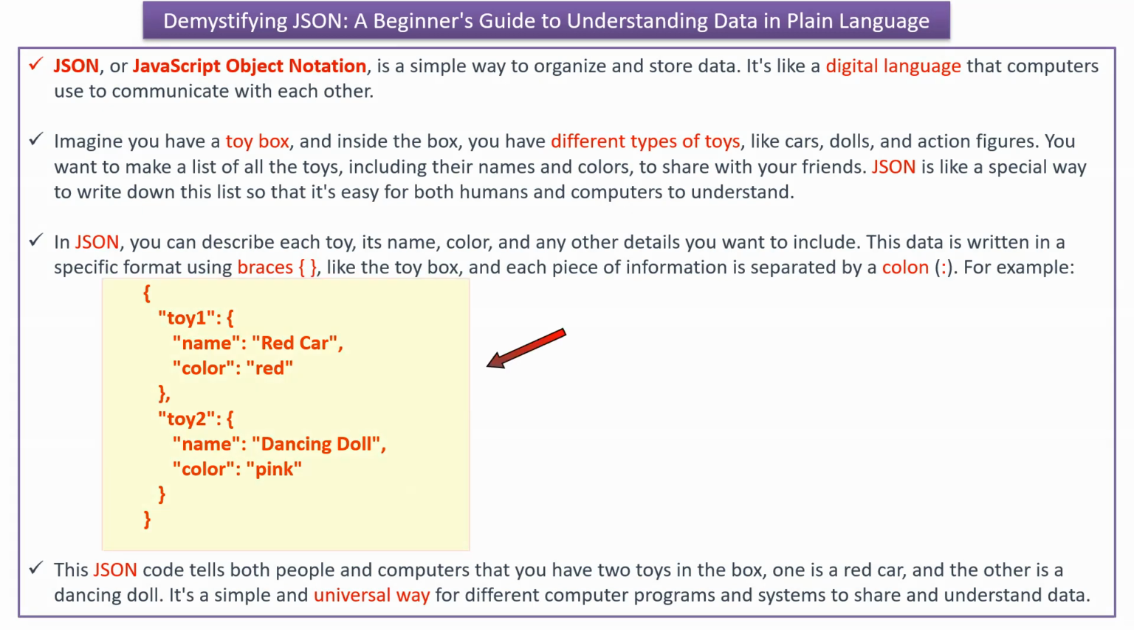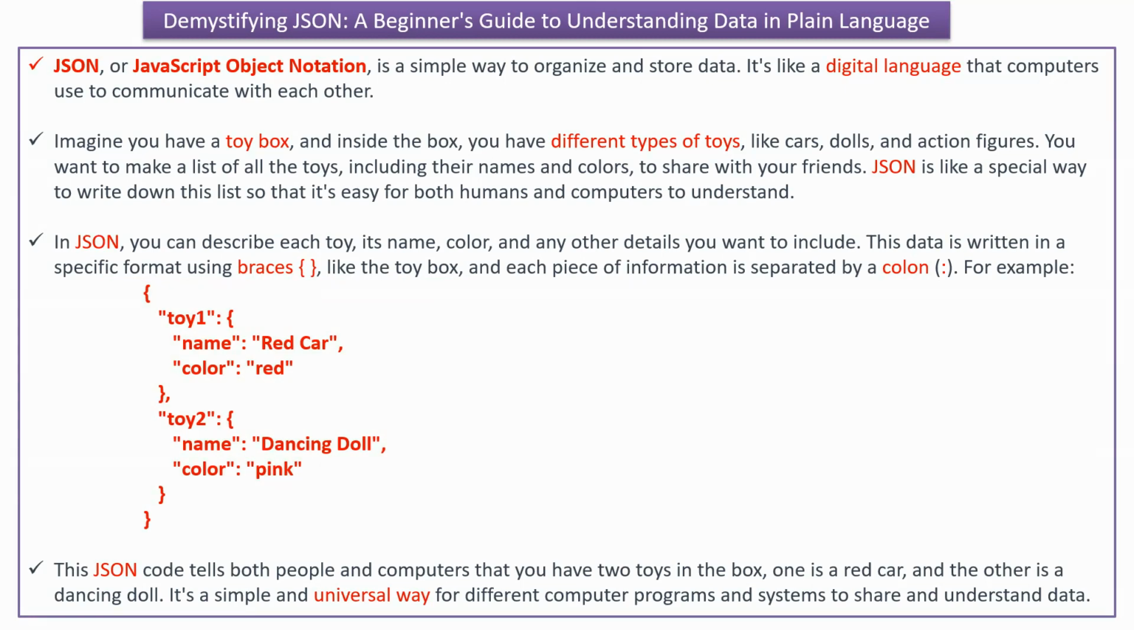Here you can see the example of JSON which describes each toy, its name and color. And this data is written in a specific format using braces. And each piece of information is separated by colon. This JSON code tells both people and computers that you have two toys in the box. One is a red color car and another one is a pink color dancing doll.